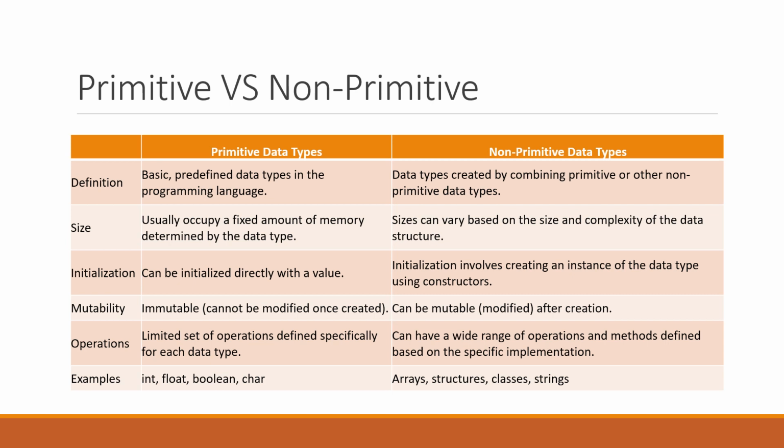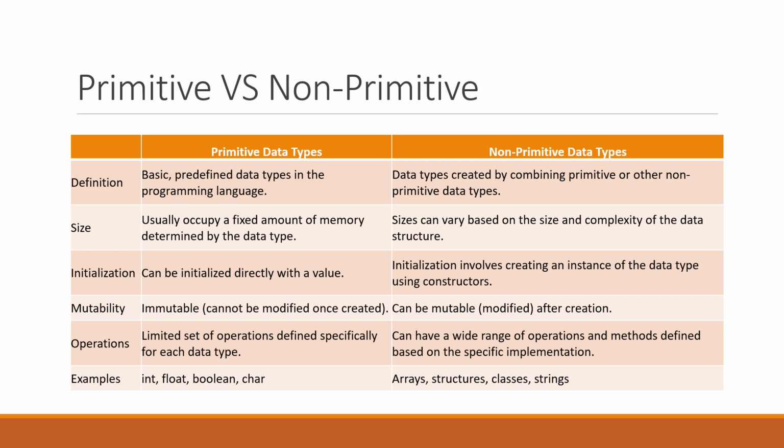If we talk about primitive data types, these are basic data types and they are predefined in the programming languages. In terms of size, they usually occupy a fixed amount of memory determined by the data type. They are initialized directly with a value, and they are immutable and cannot be modified once created. They have a limited set of operations defined specifically for each data type; as you know, these are predefined, so the functions would be predefined and limited. The examples of primitive data types are int, float, boolean, and char.